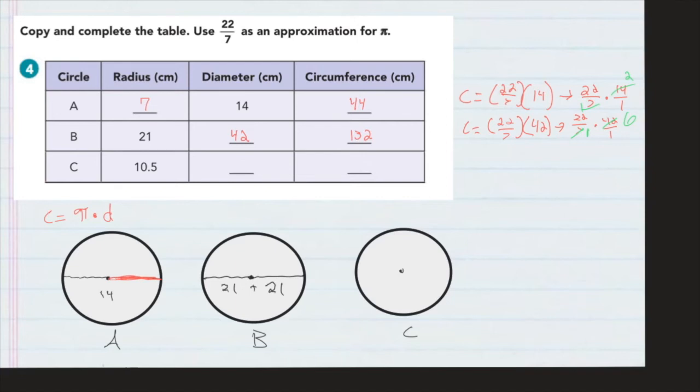Part C is done the same way. I want you to do that one on your own, and then have your teacher check the answer. Then you can move on.